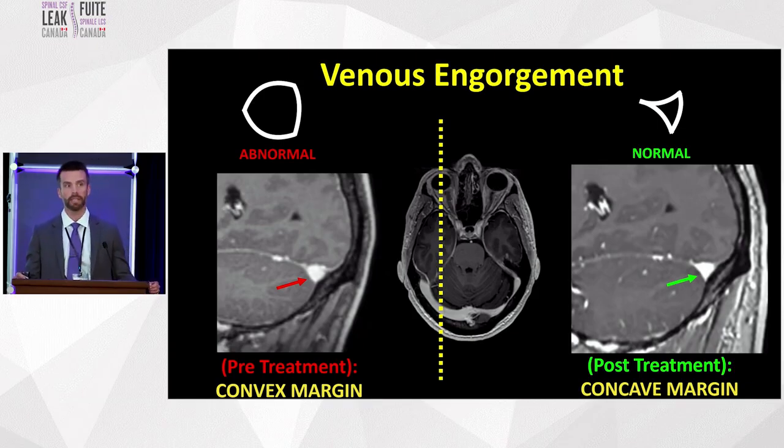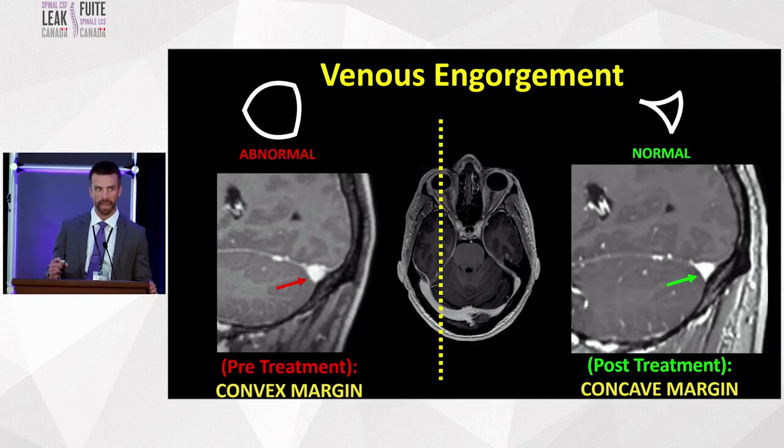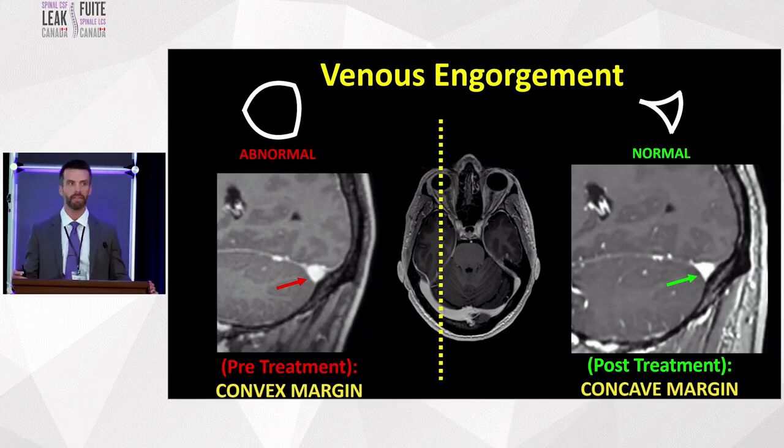Venous engorgement, I think, is perhaps one of the most challenging things to assess. It can be the only finding present. It can be incredibly subtle. I like to go on a sagittal image, sort of parasagittally at the level of about the globe, and look at in particular the inferior margin of the transverse venous sinus. This is the same patient before and after treatment. You can see that the margin was convex before treatment. It's now concave after treatment.